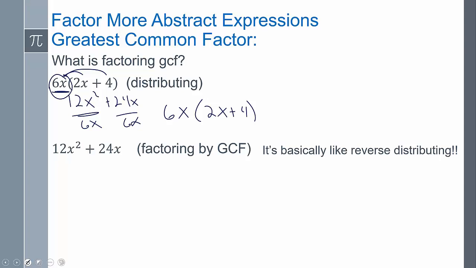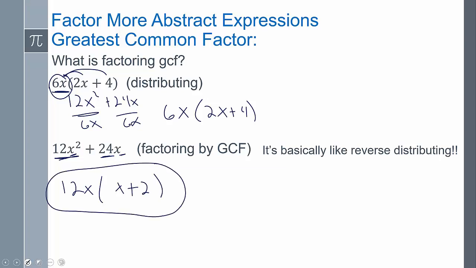Now, this 6x is actually not the greatest common factor. The greatest common factor, well, what's the highest value that's divisible into 12 and 24? That's 12. What's the highest value divisible in x squared and x? That's going to be x. And so if I do that, now I'm going to be left with x, and then here I'm going to be left with plus 2. And so that is actually completely factoring using the greatest common factor. Now if I distribute this, I should get back to this original value.